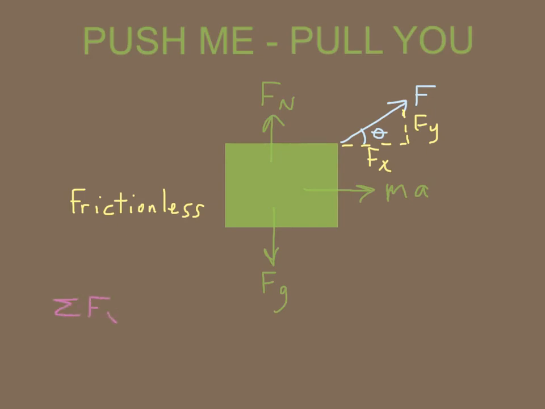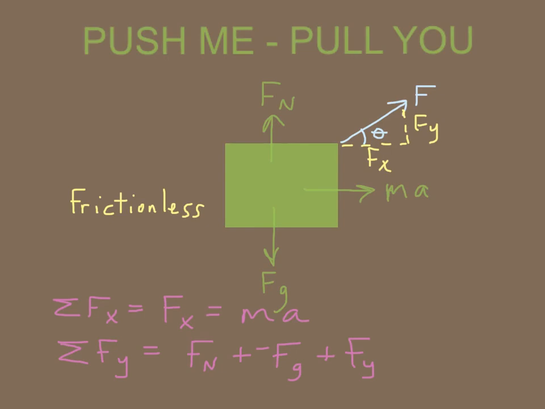We look in the x direction. What are all the forces in the x direction? Well, there's motion in the x direction, and there's the x component of force in the x direction, and that's it. The x component is a positive value because it's pulling to the right, and that'll be equal to the mass times the acceleration. The vertical component, we have the normal force going up plus the force of gravity going down plus the y component of the force also going up.